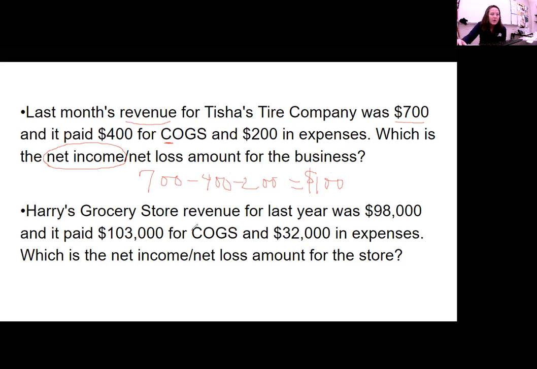Now the second one, Harry's grocery store, had a revenue of $98,000. So his sales were $98,000, but he had $103 in his cost of goods sold. So you subtract 103 and you're already like, oh my God, this is not good. And then he had expenses of $32,000. And when you subtract those, you get a terrible number. You get a negative $37,000. So Harry was in the hole. He had a net loss because he did not have any money left over. He was in the negative. So he had a net loss last year.